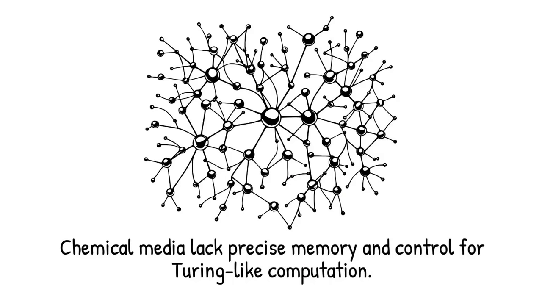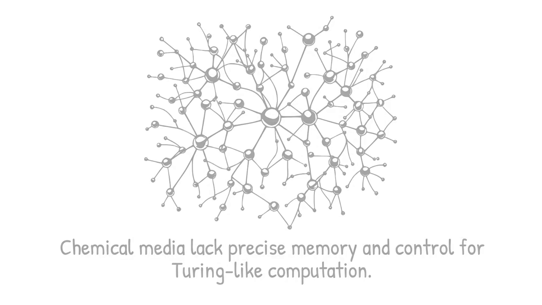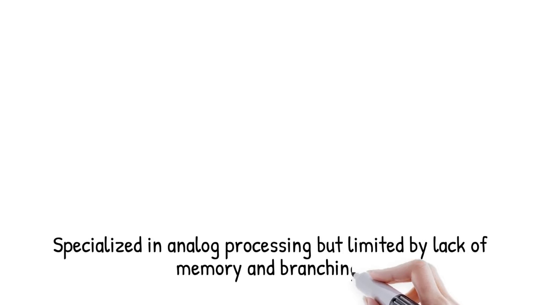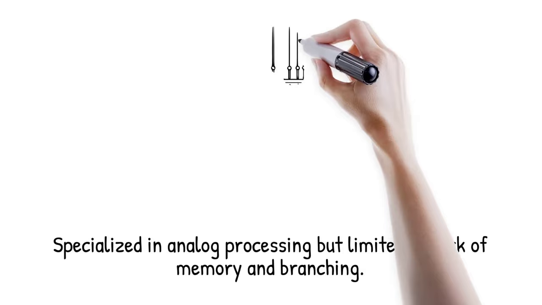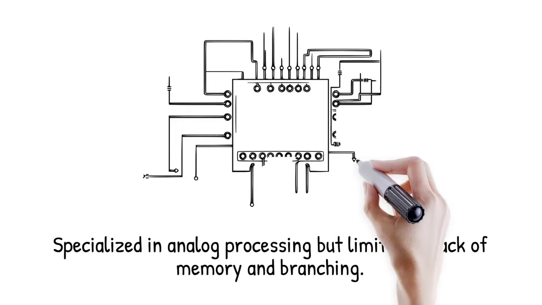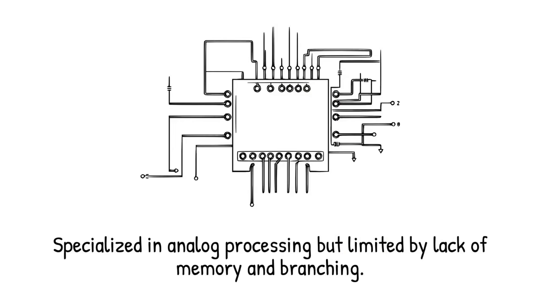Noise, diffusion, and reaction variability limit the size and reliability of logic networks. Gate fan-out and signal restoration require careful chemical amplification, which can introduce delays and errors. Chemical reactors cannot easily implement random access memory or universal branching structures. Thus, these systems excel at specialized, analog processing rather than general-purpose digital computation.